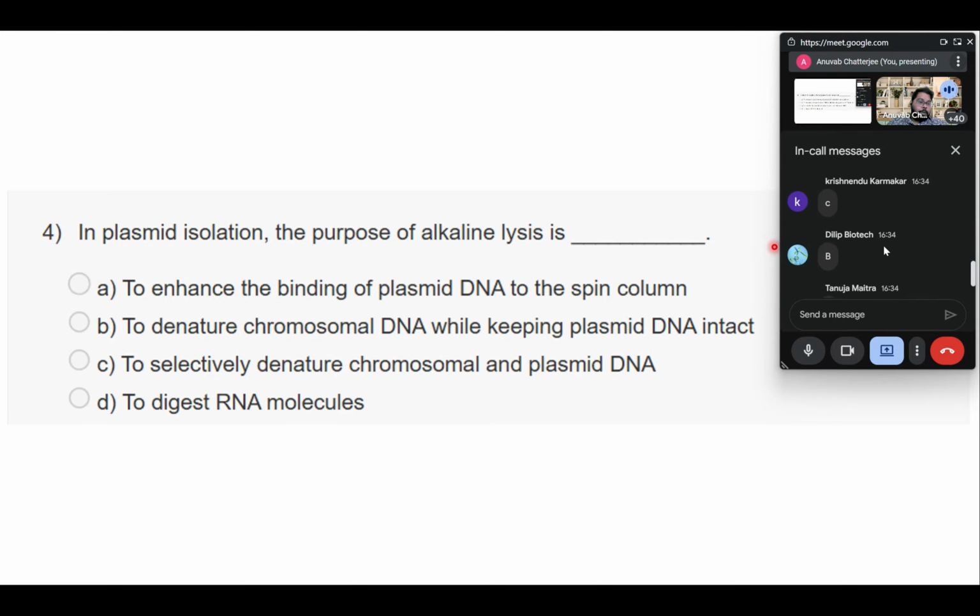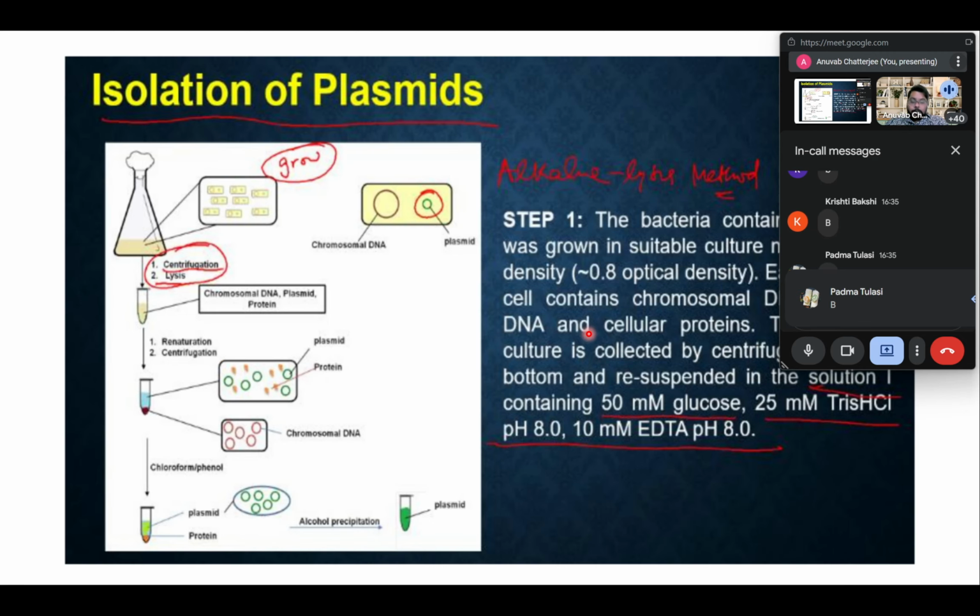Okay, so we have a lot of answers again. So we have some C's, which is to selectively denature chromosomal and plasmid DNA, and then we have a B to denature chromosomal DNA while keeping plasmid DNA intact, and then a mix of C's and B's. Okay, so let us look at it.